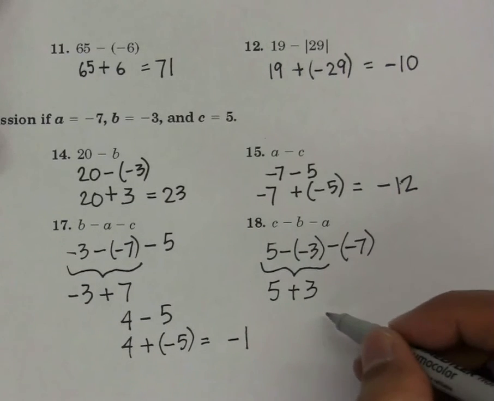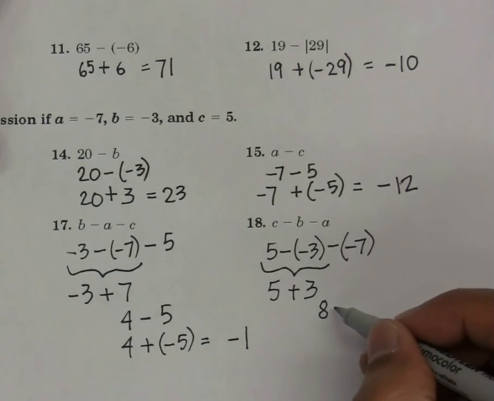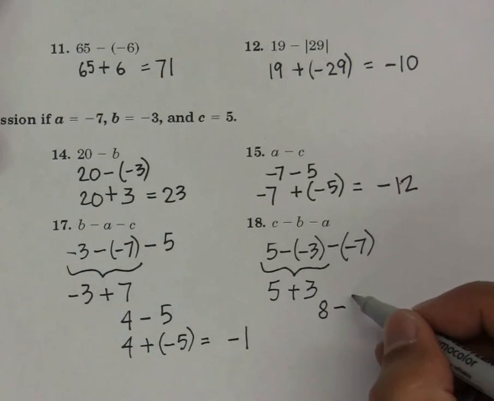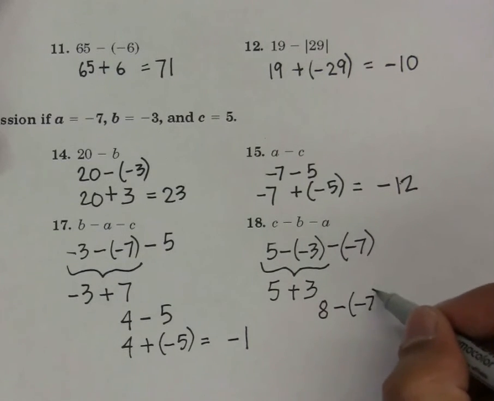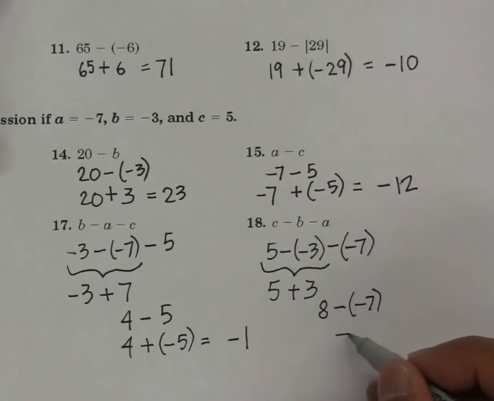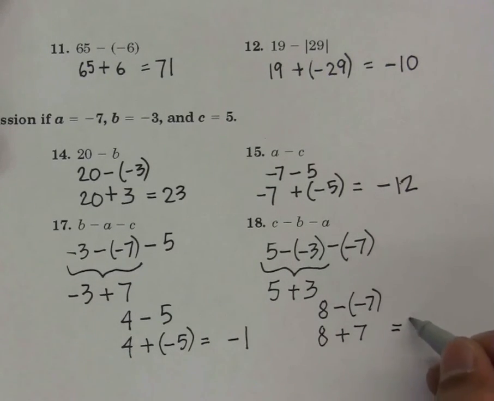5 plus 3, 8. 8 minus negative 7. To subtract, add the opposite. 8 plus 7, 15. To subtract, add the opposite.